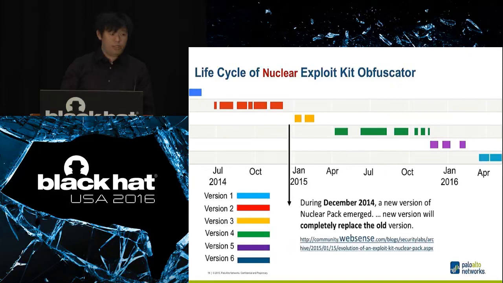According to one report, in December 2014, a new version of the Nuclear exploit kit emerged, which totally replaced the old versions. Also, from our timeline chart, we can see the same result. A new version is deployed in December 2014 and totally replaced the old versions. The insight of the Nuclear exploit kit obfuscator we can see here is that a new version is deployed after the old version is dead.